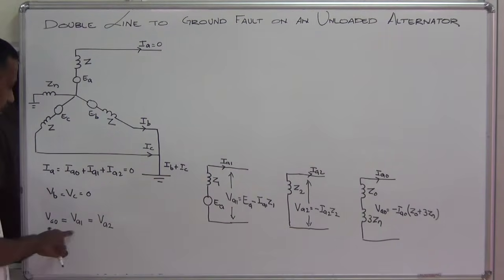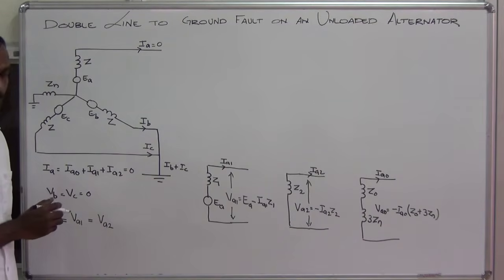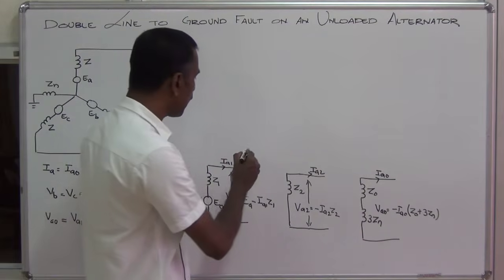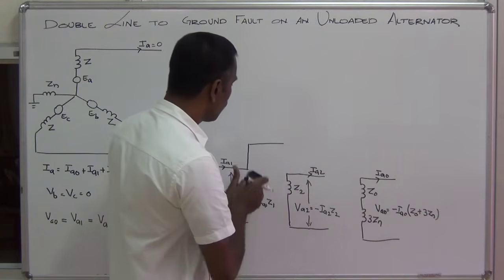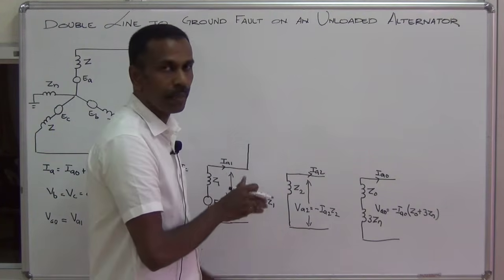Now the three sequence voltages are equal, so these three networks should be connected in parallel. Let me draw the sequence networks in parallel.